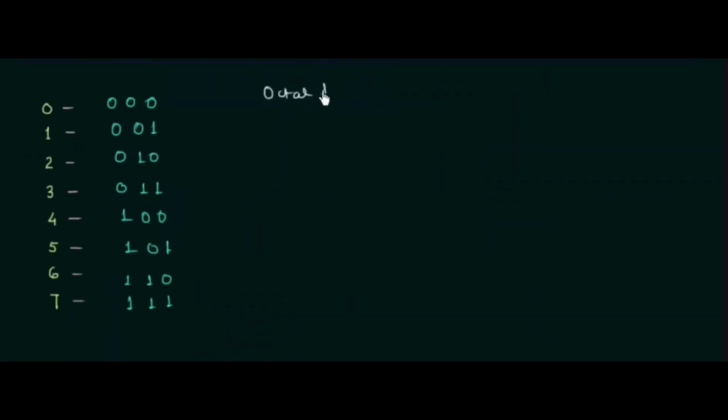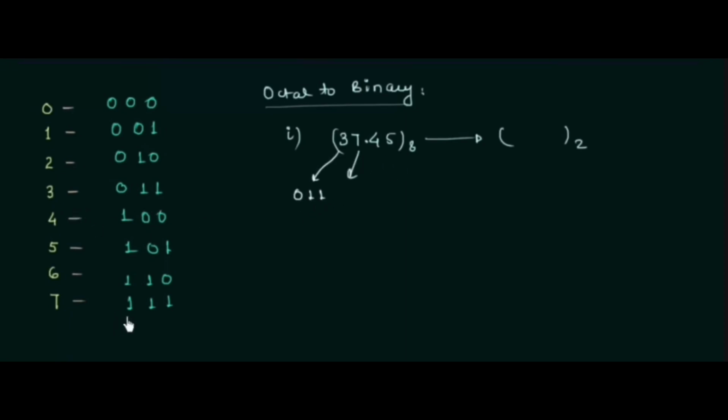We will see octal to binary conversion. The octal number is 37.45. This is in octal, and we want the binary equivalent of this number. From this table, we can write 3 as 011. 7 we can write as 111.